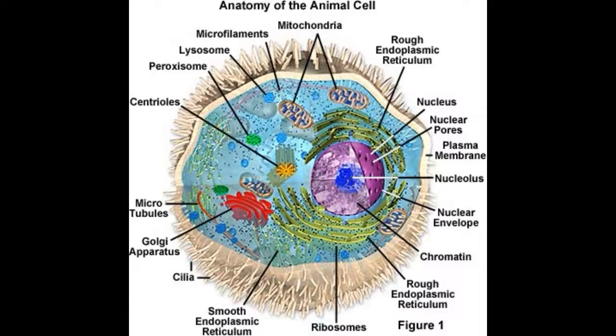Cells are basic units of life. All living things are made of cells. All cells come from pre-existing cells. Hello. Today we will be explaining the functions of organelles in an animal cell. This is what an animal cell looks like.